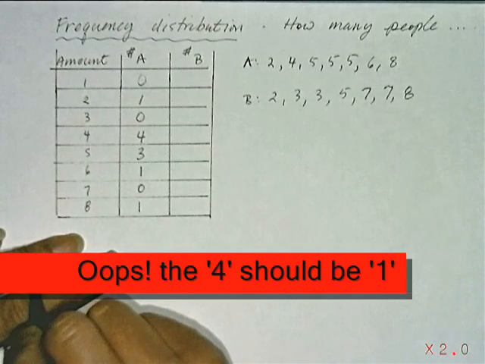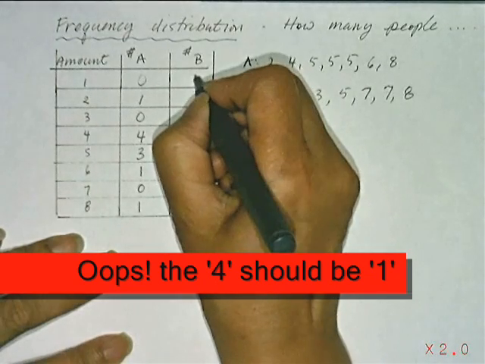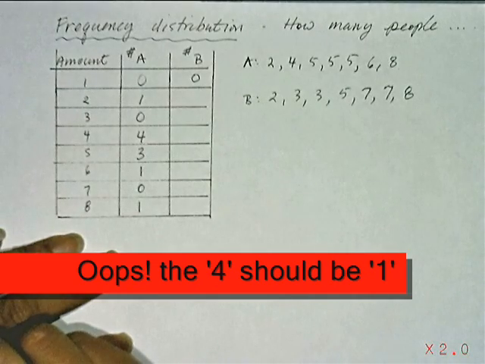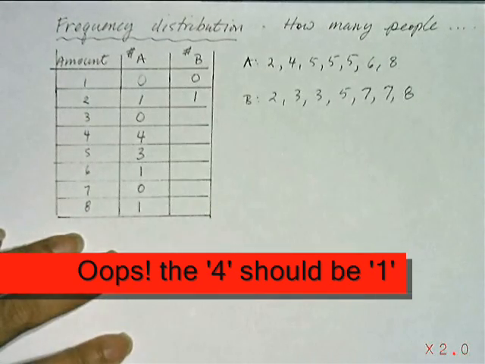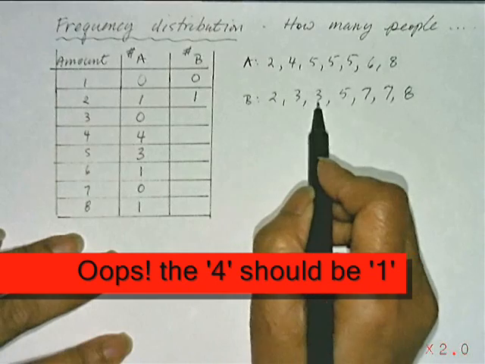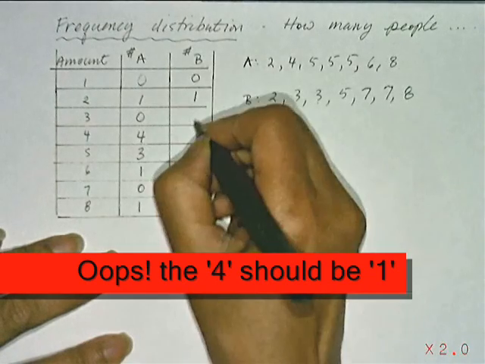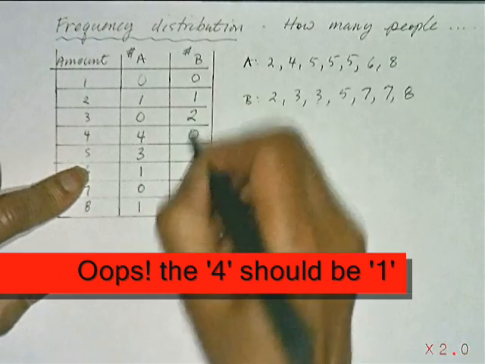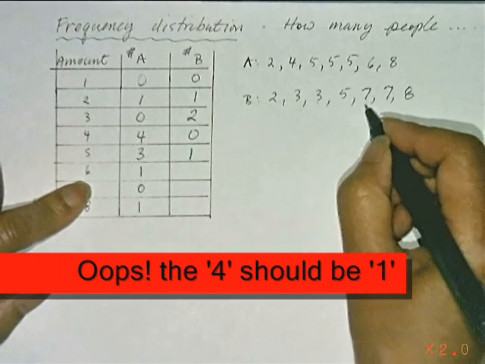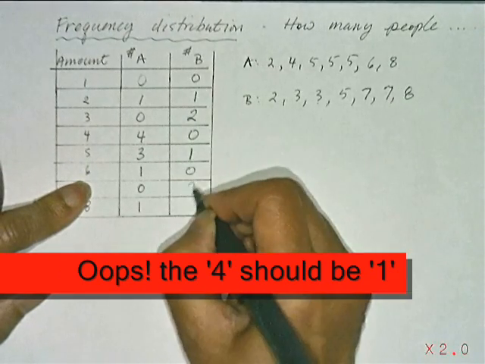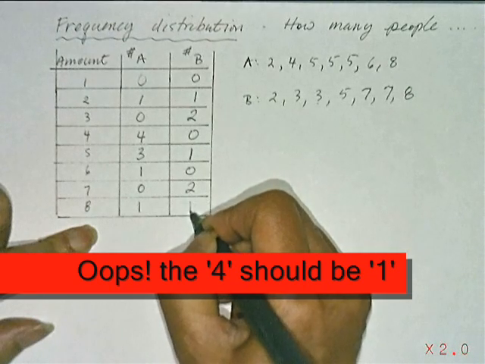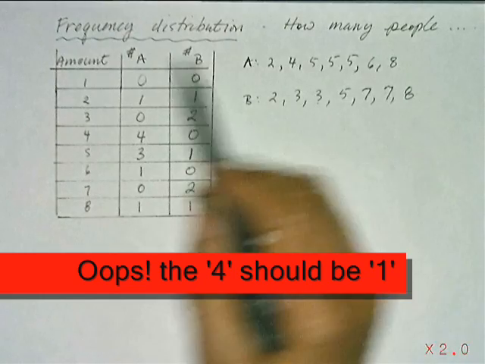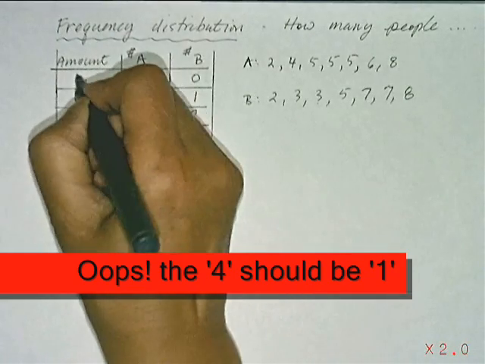In group B, we had nobody with $1 in their pocket, one person with $2 in their pocket, two people with $3 in their pocket, nobody had 4, one person had 5, nobody had 6, two had 7, and one had 8. So this is the frequency distribution. How frequently did each dollar amount occur?